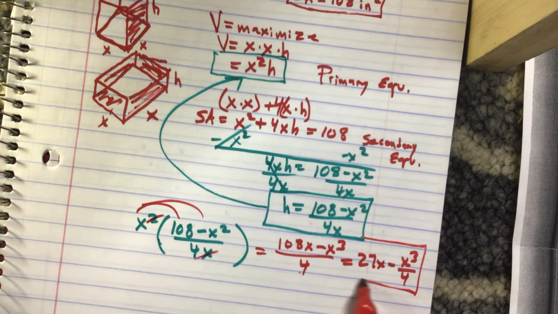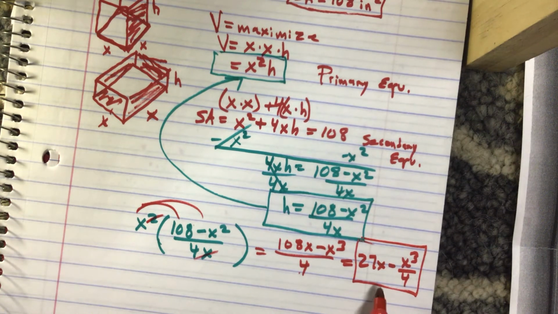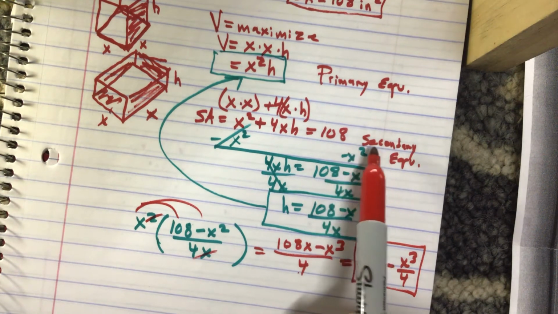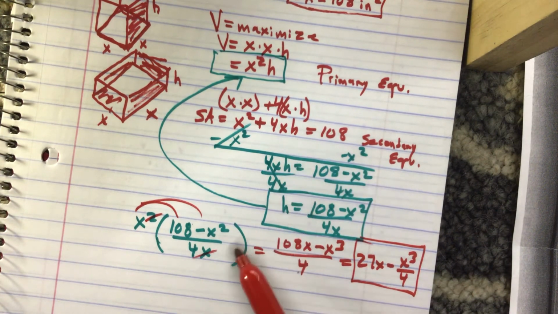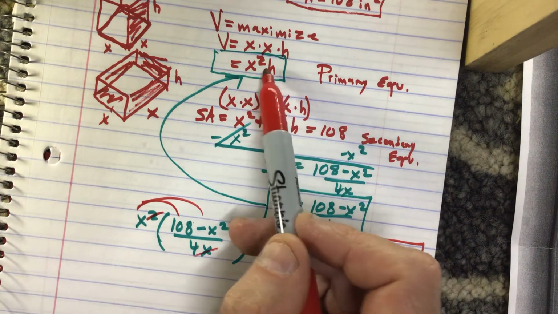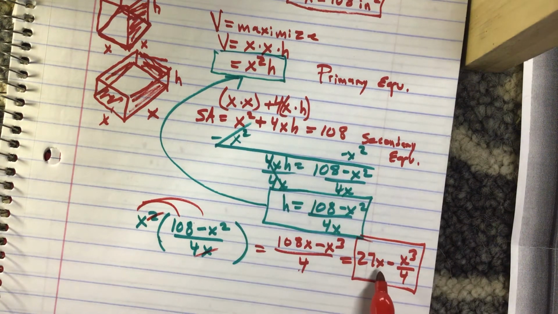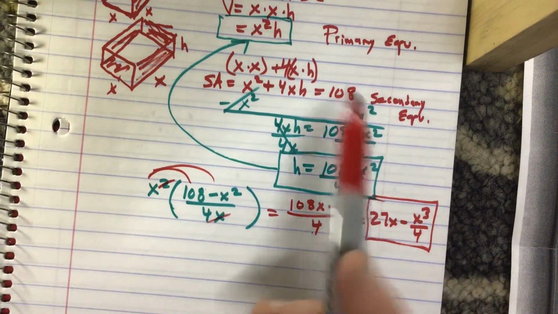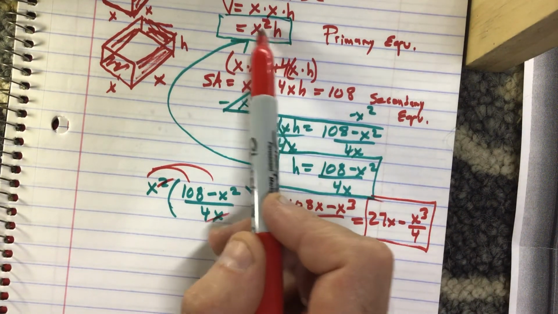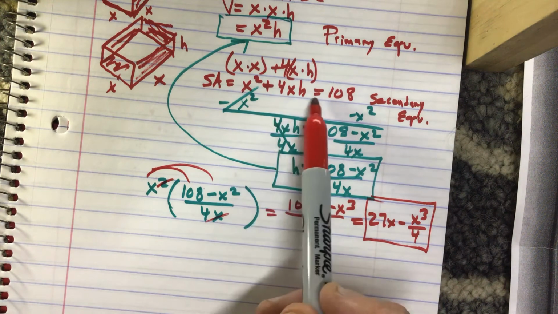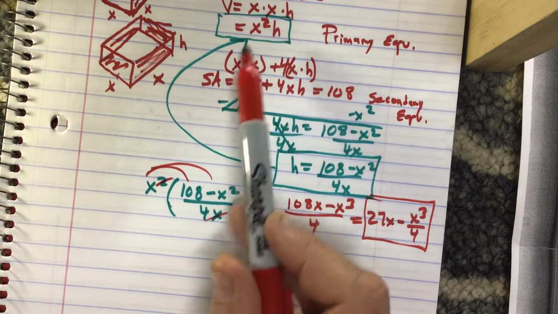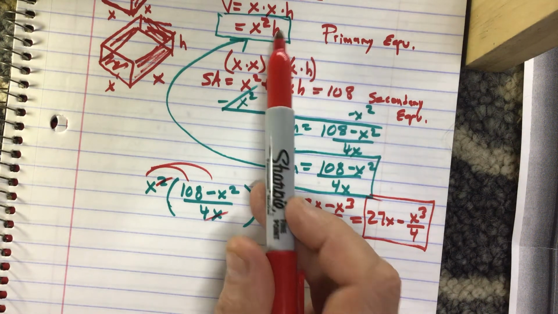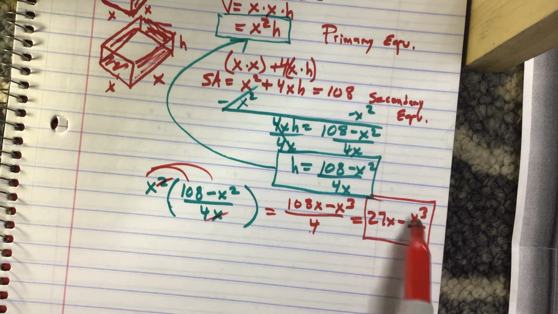So here's my new function. This is a composite function, made from two other functions. It's a function within a function. I took my secondary, solved it for one of the variables, and plugged it into the primary. So now not only do I have only one variable, I also have my primary that I'm trying to maximize, and the restriction of the surface area is embedded into the new problem. This is our new function.